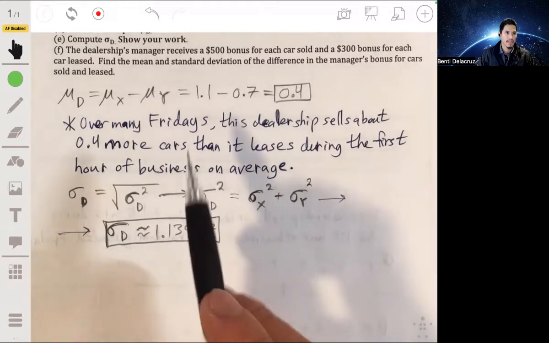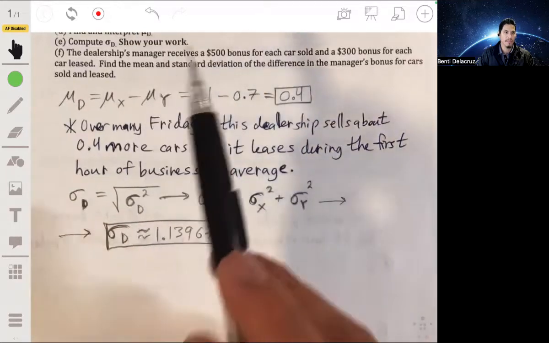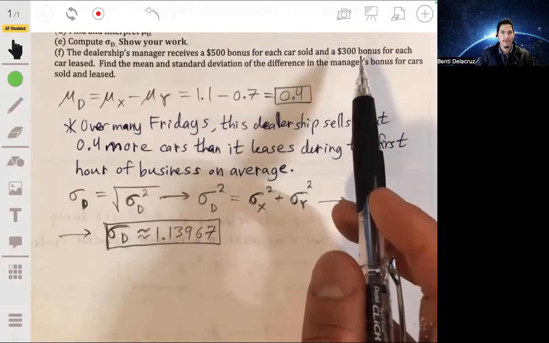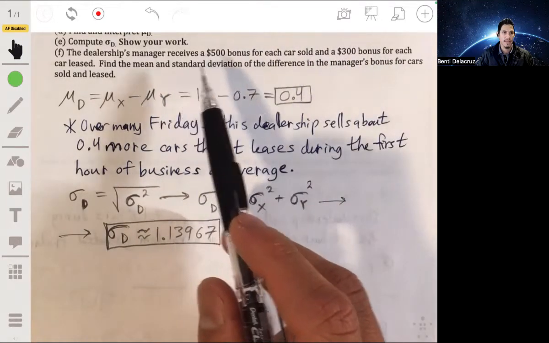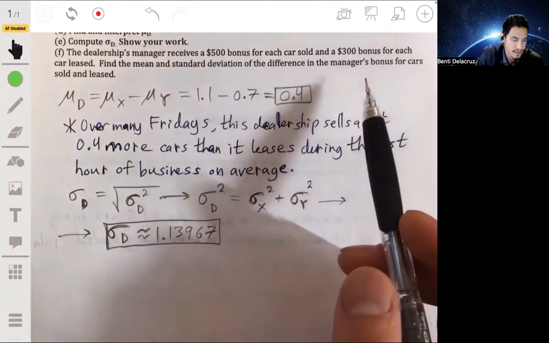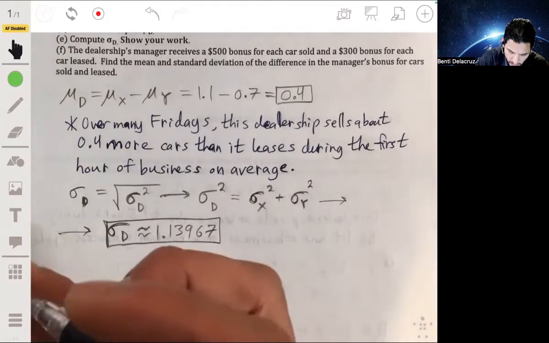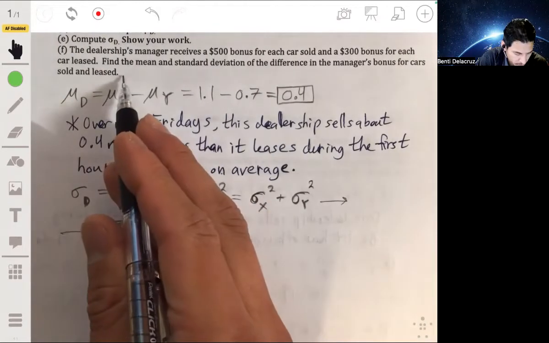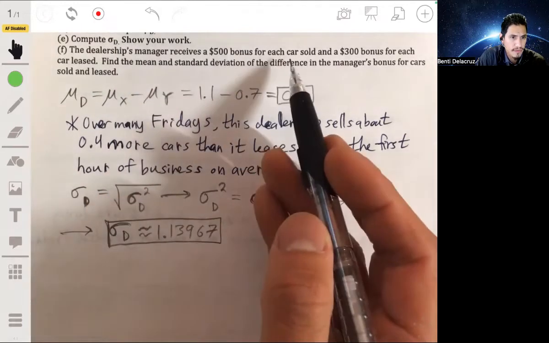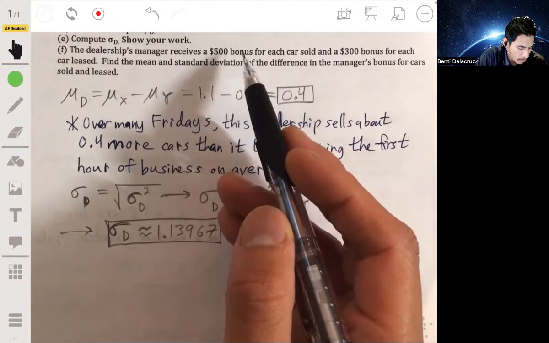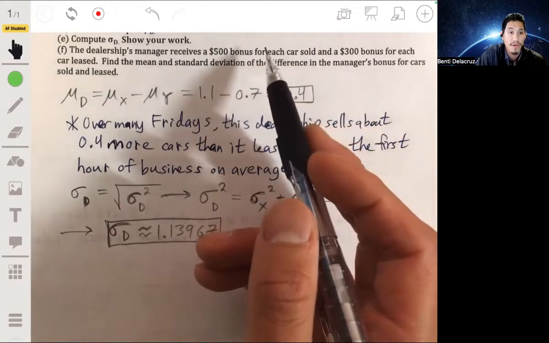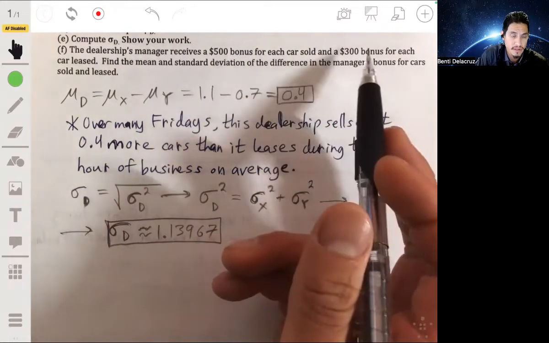Now part F. The dealership manager received a $500 bonus for each car sold and a $300 bonus for each car leased. Find the mean and standard deviation of the difference in the manager's bonus for cars sold and leased. So in this part, we're going to have to make up our own formula for the differences in the bonuses earned for cars sold and cars leased.